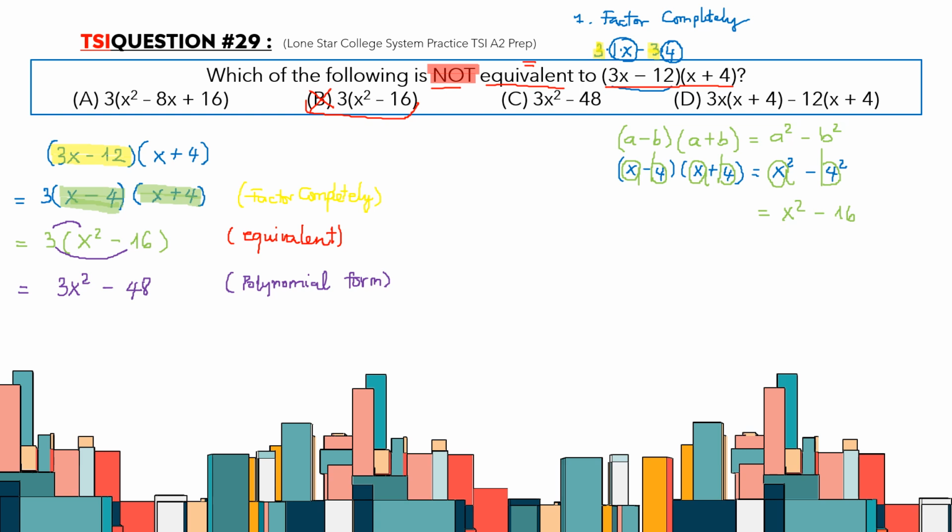And we're looking at the answer choices. We have C, that's 3x squared minus 48. So this one is also equivalent. This is answer B. This is answer C. Those are equivalent, so we're not choosing them. We cross this out. Okay. Now we have A and D.